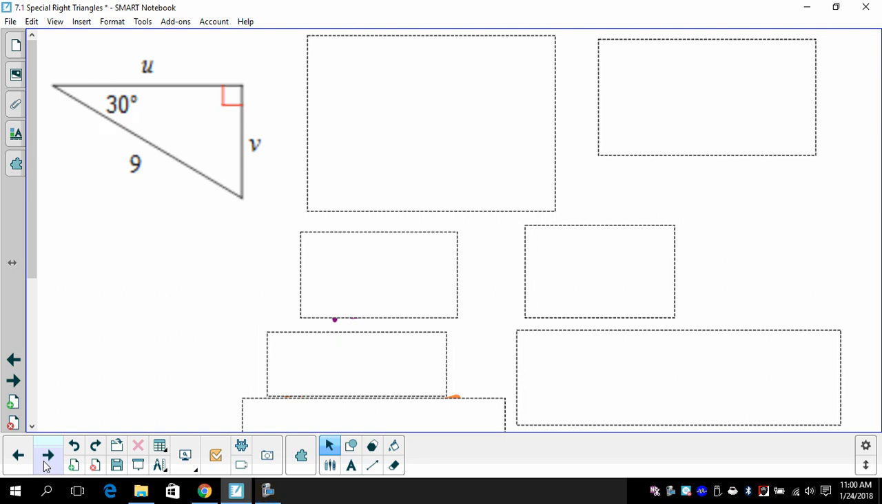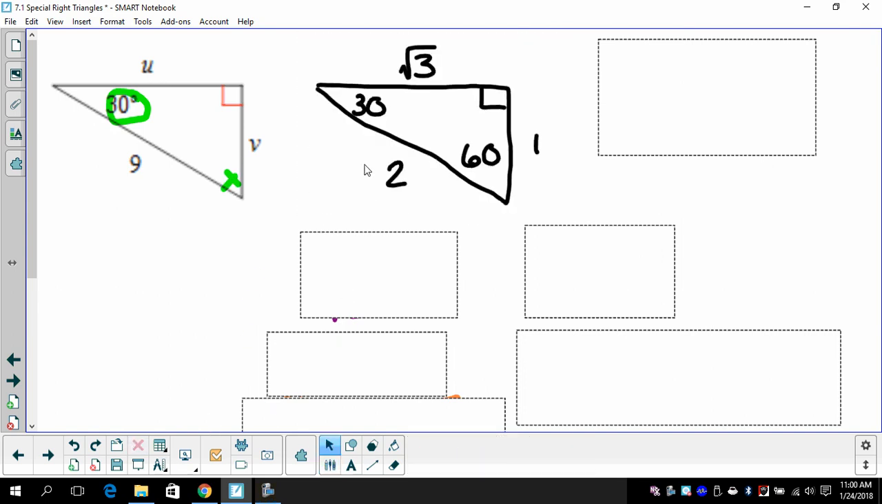So let's do one more together. Here I have my 30-degree angle. And so that means this angle over here is 60. So I'm going to draw my reference triangle in the same orientation. Side across from 30 is 1. Side across from 60 is root 3. Hypotenuse is 2. And then I can write my fractions.